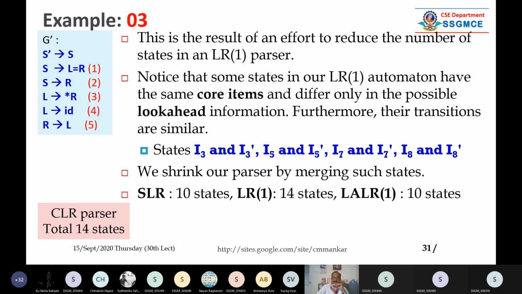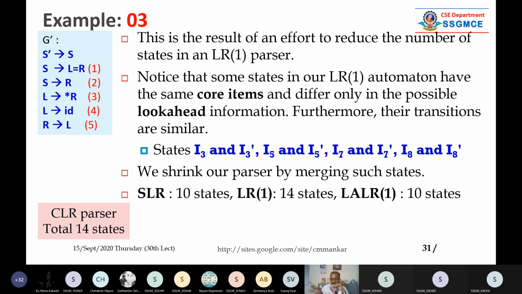Now here, I want to say that I3 and I3 dash, I5 and I5 dash, I7 and I7 dash, I8 and I8 dash are a total of 4 pairs, so we can reduce 4 states. So the LALR parser will contain 10 states. When I say LR1 parser, it means a CLR parser; don't confuse it. So the CLR parser contains 14 states and the LALR parser contains 10 states. Why? Because out of 14, we are subtracting 4 states. 14 minus 4 is equal to 10. So that is how it is.